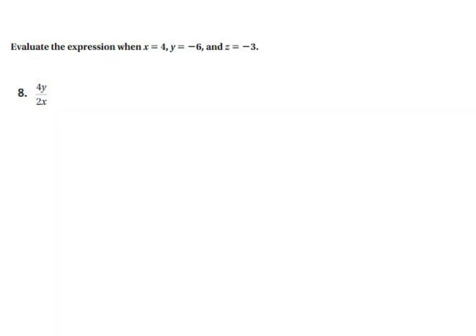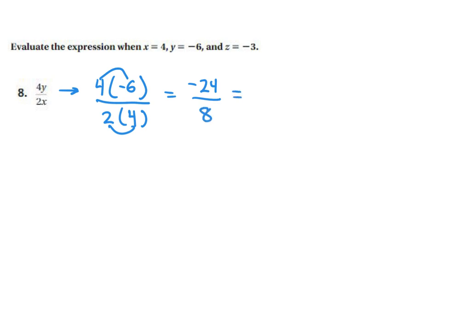Evaluate the expression when x is 4, y is negative 6, and z is negative 3. So I'll rewrite this. 4 times y, which is negative 6, and we're going to divide that by 2 times x, and x is 4. 4 times negative 6 is negative 24. 2 times 4 is 8. 8 goes into 24 3 times, and a negative divided by a positive is a negative.